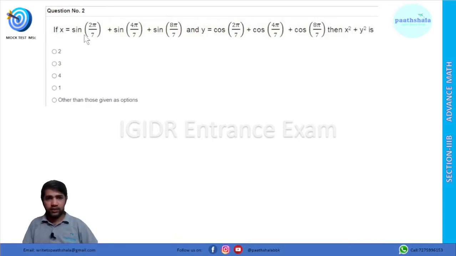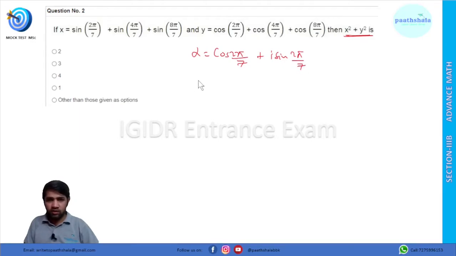It says x equals sin 2 pi by 7 plus sin 4 pi by 7 plus sin 8 pi by 7, and similarly y has the same values but with cos. Now we have to find the value of x square plus y square. To solve this question, we'll use the process of complex numbers. Let's take alpha equals cos 2 pi by 7 plus i sin 2 pi by 7.